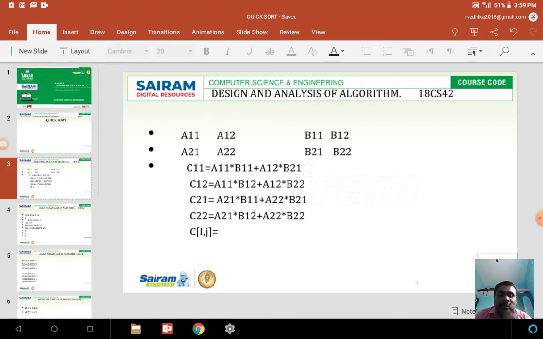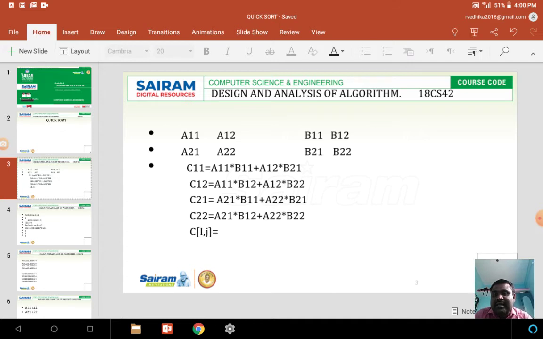Now mathematically I can write it as C of i,j equals the summation over k equal to 1 to n of A of i,k multiplied with B of k,j, which gives the result C of i,j. Here, A of i,k multiplied with B of k,j, so the first matrix column is equal to the second matrix row, and the resultant matrix will have the first matrix row as well as the second matrix column, so C of i,j will be the result.